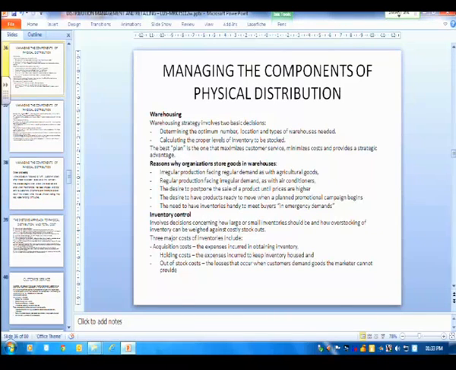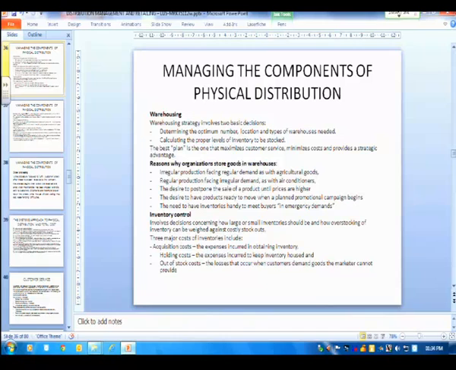Managing the components of physical distribution. Warehousing. Warehousing strategy involves two basic decisions: determining the optimum number, location, and types of warehouses needed. Secondly, calculating the proper levels of inventory to be stocked. The best plan is the one that maximizes customer service, minimizes costs, and provides a strategic advantage.